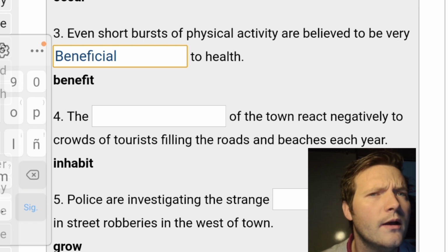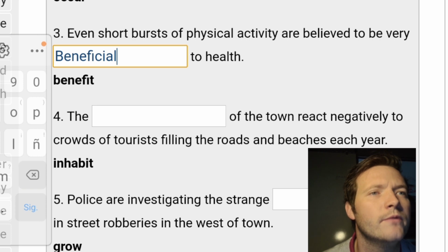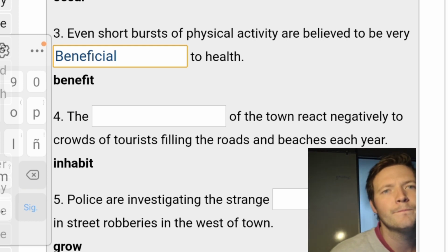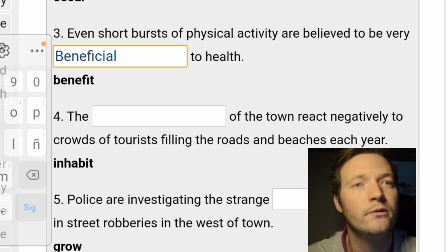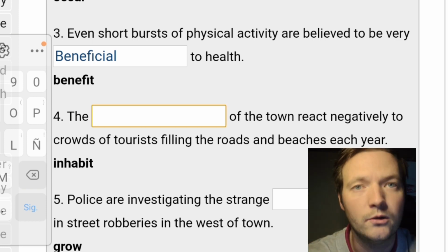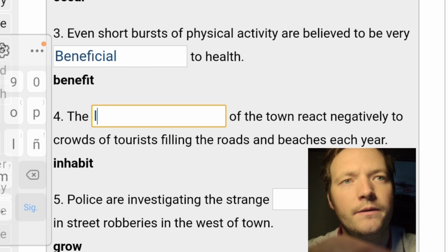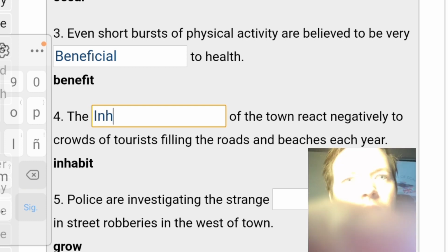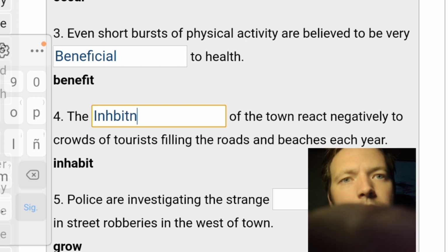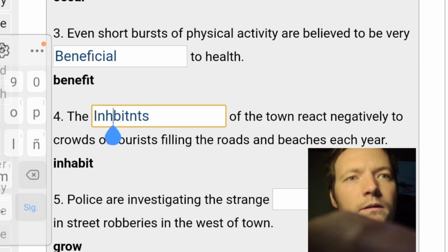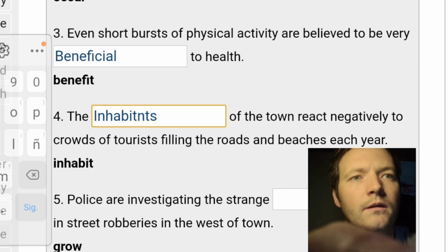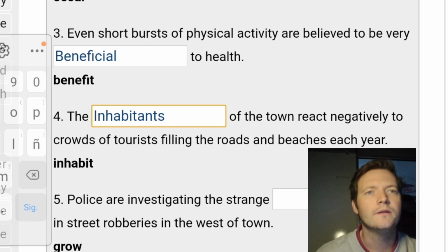Okay, number 4. The inhabit of the town react negatively to crowds of tourists filling the roads and beaches each year. So the locals, the people who live here, the people are called the inhabitants. The inhabitants. There we go. The inhabitants.